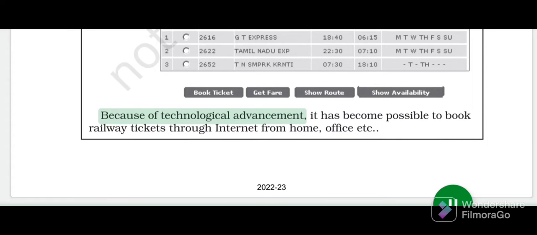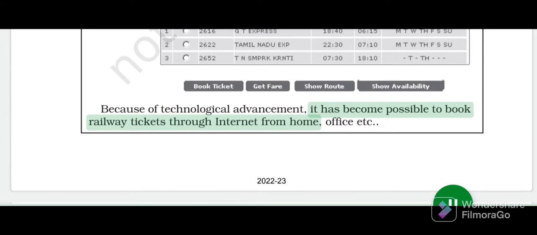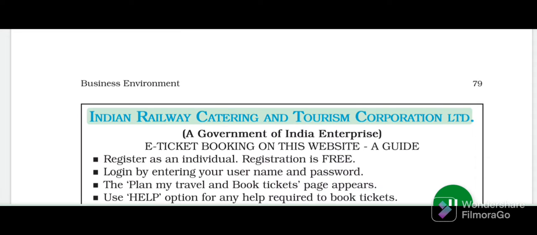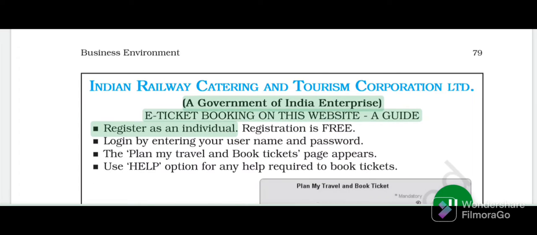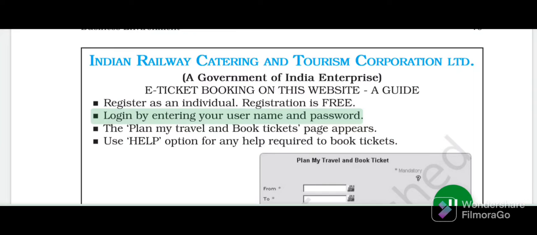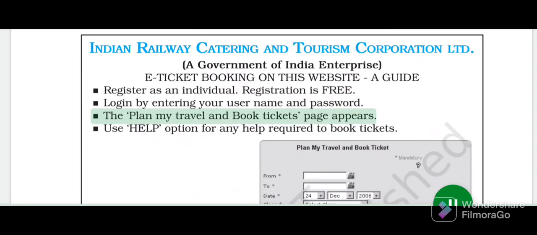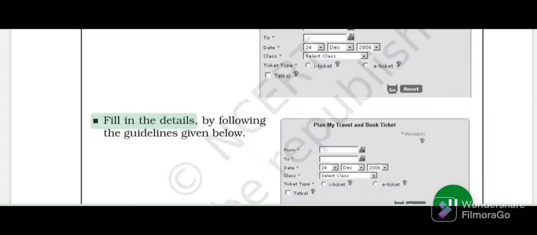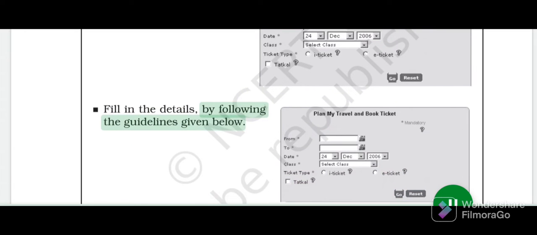Because of technological advancement, it has become possible to book railway tickets through the internet from home, office etc. Indian Railway Catering and Tourism Corporation Limited, a Government of India enterprise. To book a ticket on this website, log in and register as an individual. Registration is free. Log in by entering your username and password, and the Plan My Travel and Book Tickets page appears. Use the Help option for any help required to book tickets, and fill in the details by following the guidelines given below.